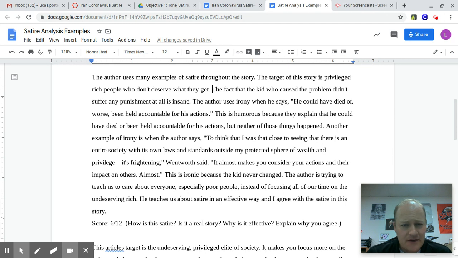Another example of irony is when the author says, to think that I was that close to saying that there is an entire society with its own laws and standards outside my protected sphere of wealth and privilege, it's frightening. So again, we've got an example here. Wentworth said, it also makes you consider your actions and their impact on others almost. This is ironic because the kid never changed, and you would expect him to. That's what makes it ironic: you expect something to happen, and it doesn't happen. Just make sure you explain that. The author is trying to teach us to care about everyone, especially poor people, instead of focusing all of our time on the undeserving rich.